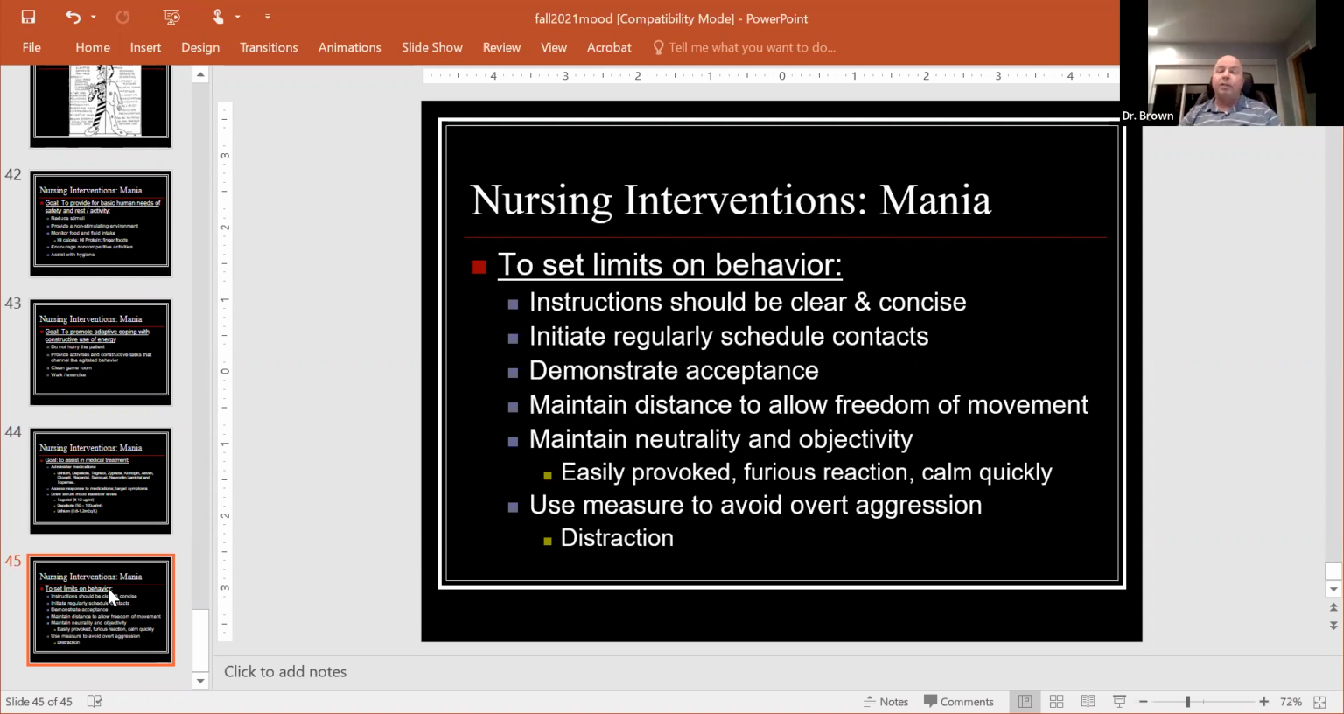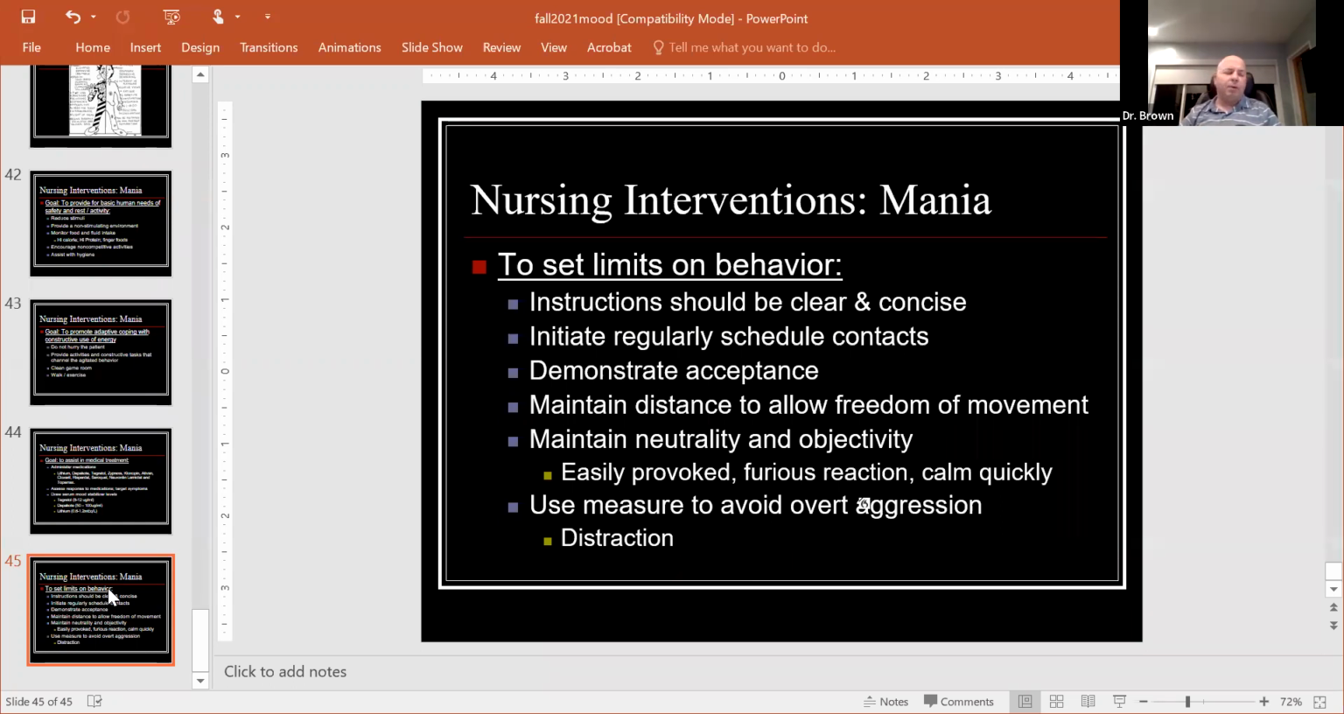So the interventions with somebody's manic, you want to instruct the patient. So you want to set limits on the patient, okay, on their behavior. Because just because somebody has a psychiatric disorder doesn't give them the permission to be a jerk. So instructions should be clear and concise. You don't want to give them too much, too fast. Like, don't tell them 3 things at once. Give them one thing to do and go from there. Keep them on a schedule, okay? Let them know that you're not judging them, okay? Maintain a distance for your safety and for theirs.